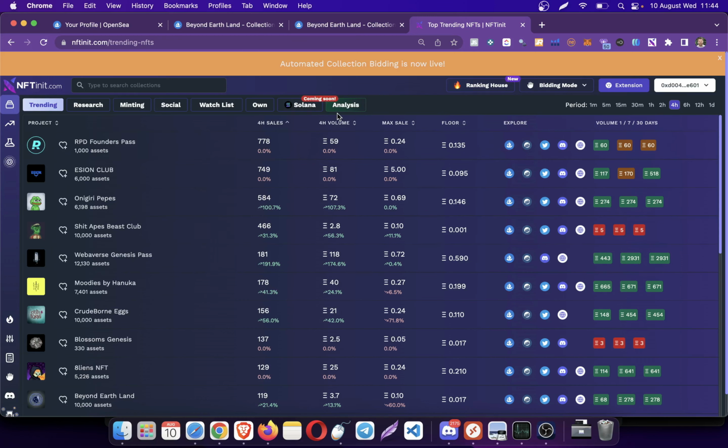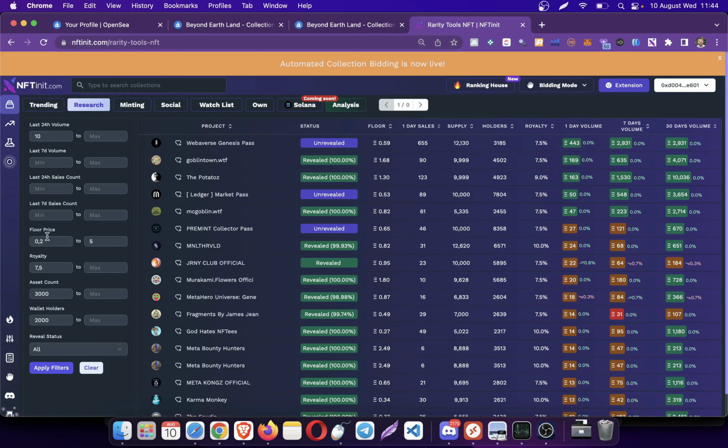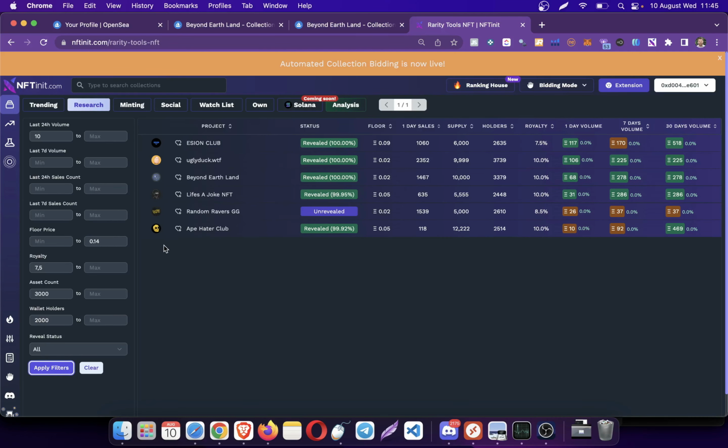Also, one alternative would be using the research tab, because here you can customize the floor price and the other metrics. I would probably go with something like 0.1 or 0.15 to see which collections are making the most sales given my criteria. So here you see this one was the one I focused on yesterday, but there are other options as well. And then let's go to the action part of what I was doing.